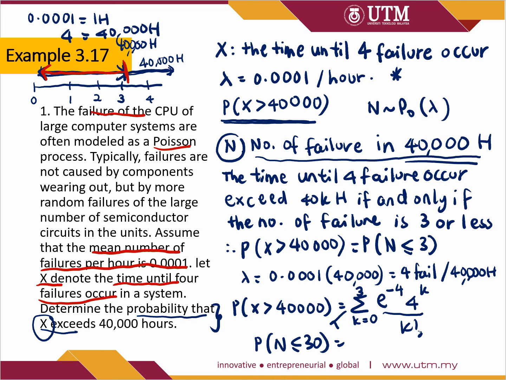So if we substitute the values for k equals 0, 1, 2, 3, the summation of this will be 0.433.